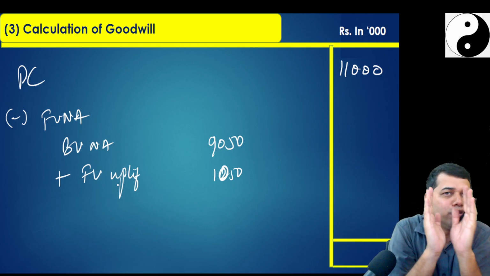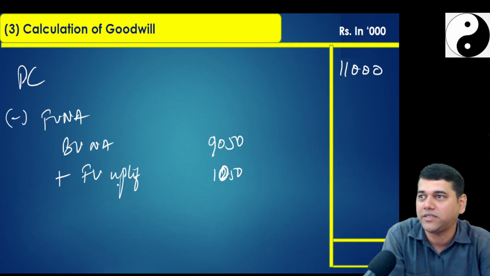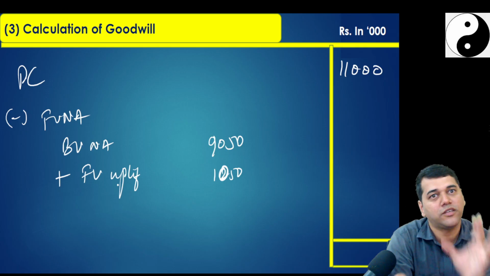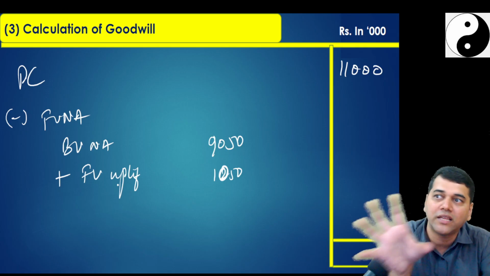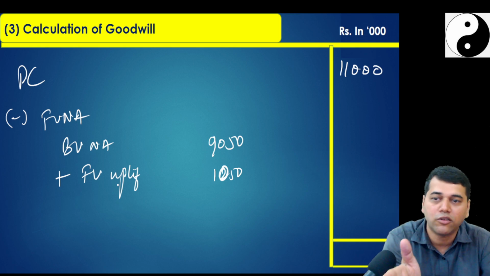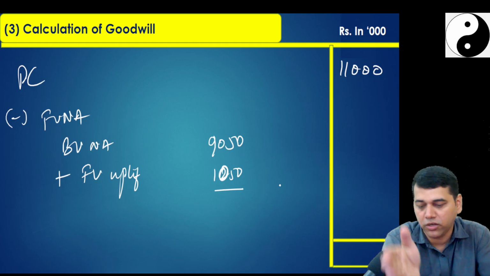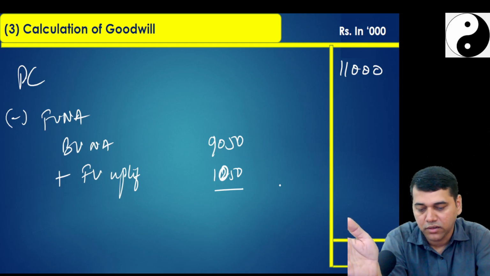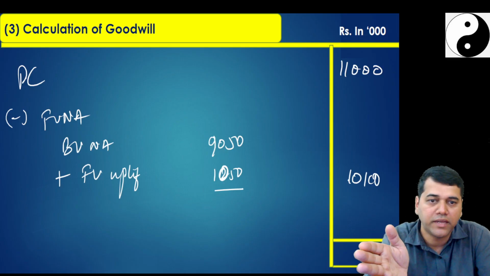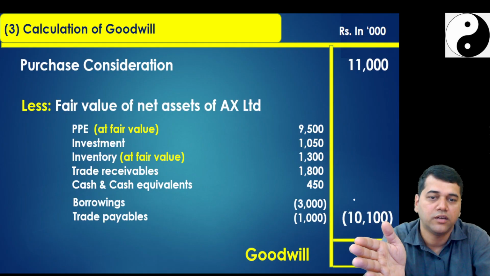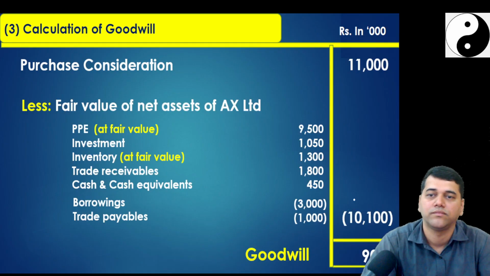Simple. Forget ABX from the picture. This is a normal acquisition where BX is acquiring AX. Then you will not have any confusion at all. Only confusion lies in the purchase consideration calculation. Here all same story. So we have got 950 plus 10,100. If you minus this, you are going to get a goodwill of 900.